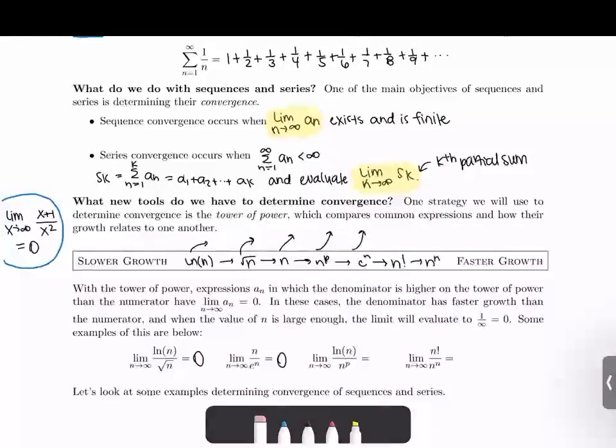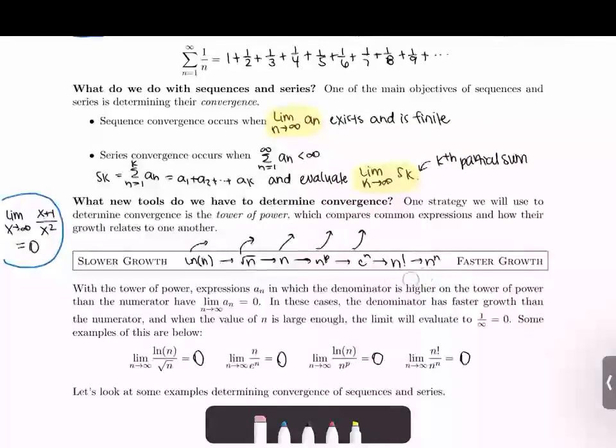Next, we have ln of n over n to some power. So our numerator is here, and our denominator is here. And again, since our denominator is bigger, that limit is 0. And finally, we have n factorial over n to the n. Our numerator's here, our denominator's here, and that limit is 0.